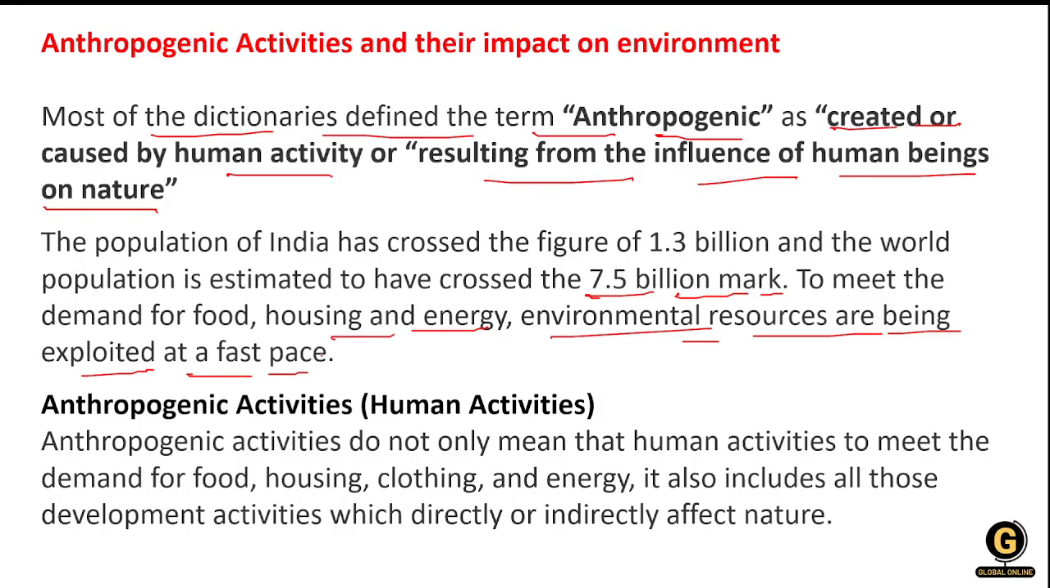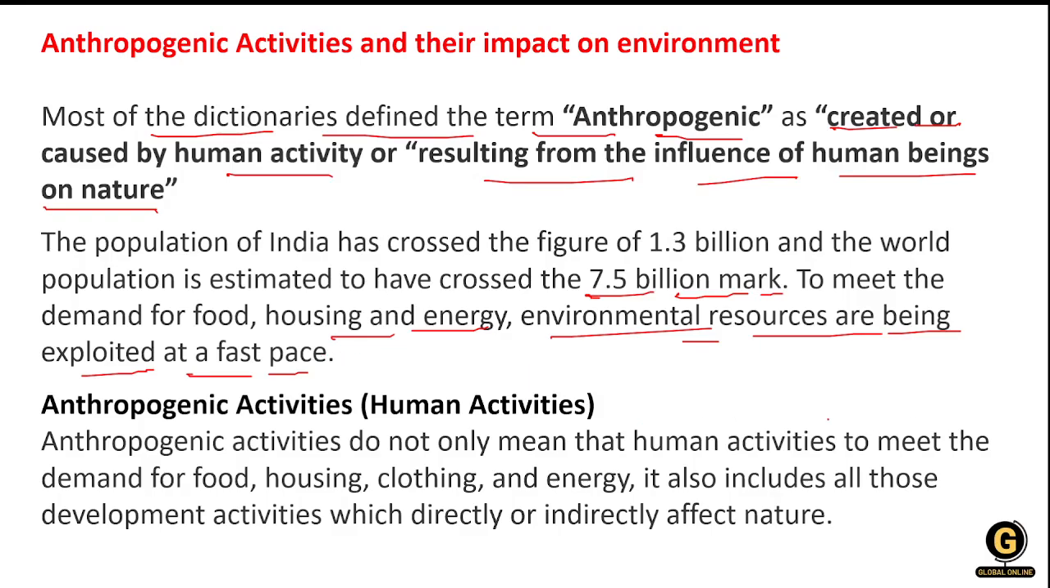So basically, according to this line, the population is rapidly increasing, and the supply of food and the necessary things is lesser than the demand. Clear? So these things are exploited at a fast pace, because the demand for these necessary things is more and the supply is lesser. So definitely it will be exploited. Clear?